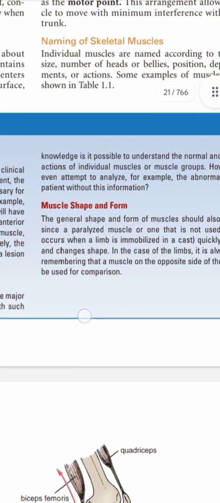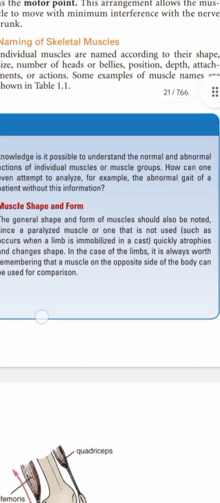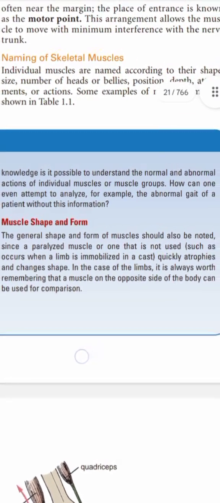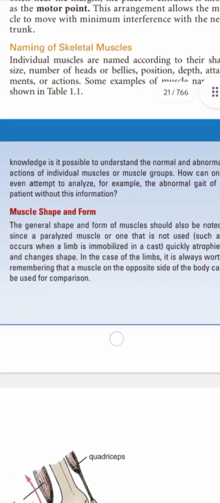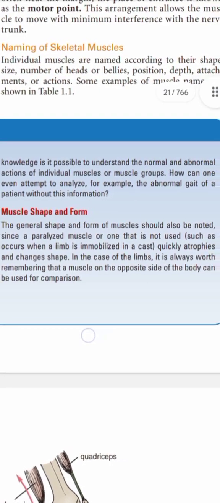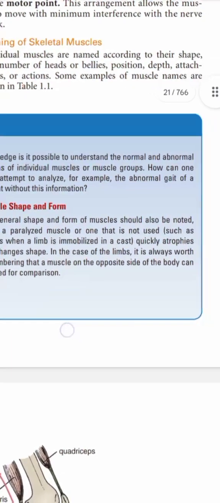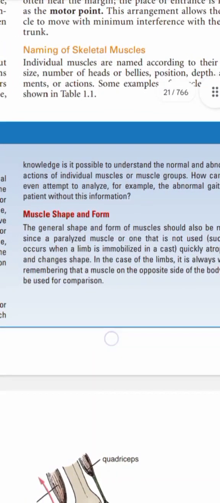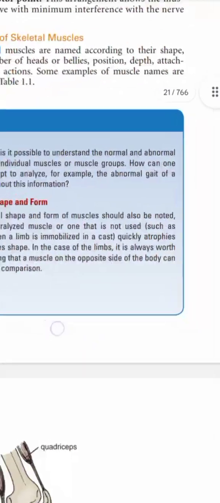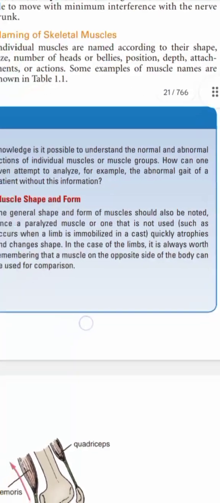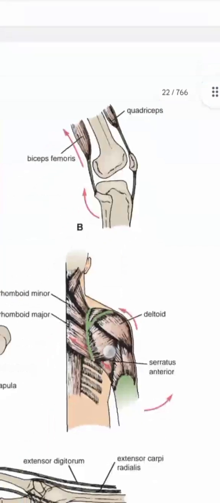Muscle shape and form. The general shape and form of muscles should also be noted, since a paralyzed muscle or one that is not used, such as occurs when a limb is immobilized in a cast, quickly atrophies and changes shape. In the case of limbs, it is always worth remembering that a muscle on the opposite side of the body can be used for comparison.